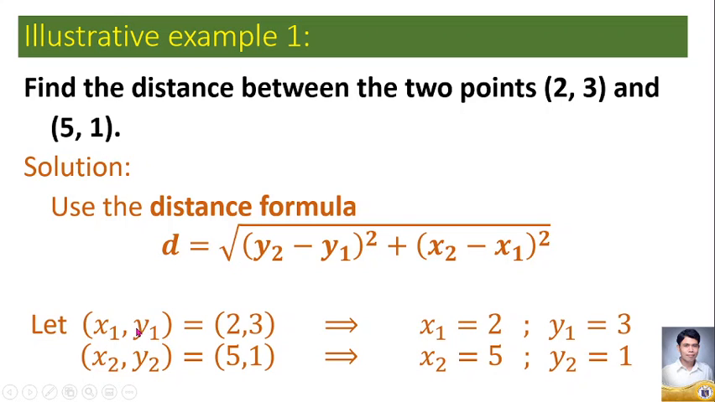Here, we're going to let the first point, (x sub 1, y sub 1), be the point (2, 3). Here it implies that x sub 1 equals 2, while y sub 1 equals 3. And the second point, (x sub 2, y sub 2), be (5, 1). Here, it implies that x sub 2 equals 5, while y sub 2 equals 1.